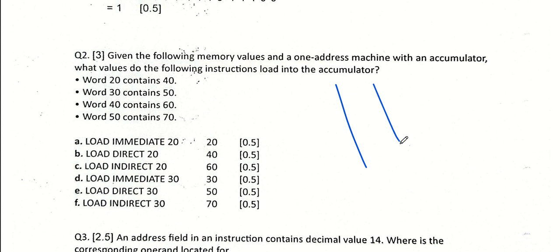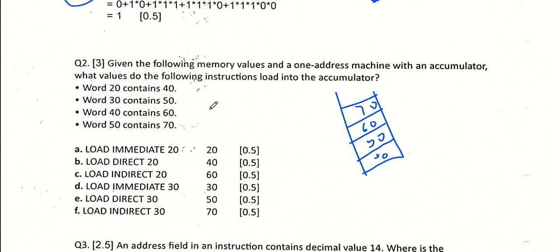You can actually draw this machine. For 20, for 30, for 40, for 50. They say 20 contains 40, so here will be 40. This is word 20. Word 30 contains 50, so here will be 50. Then word 40 contains 60, so here will be 60. And word 50 contains 70, so here will be 70. So this is word 20, word 30, word 40, word 50. Now, what values do the following instructions load into the accumulator?